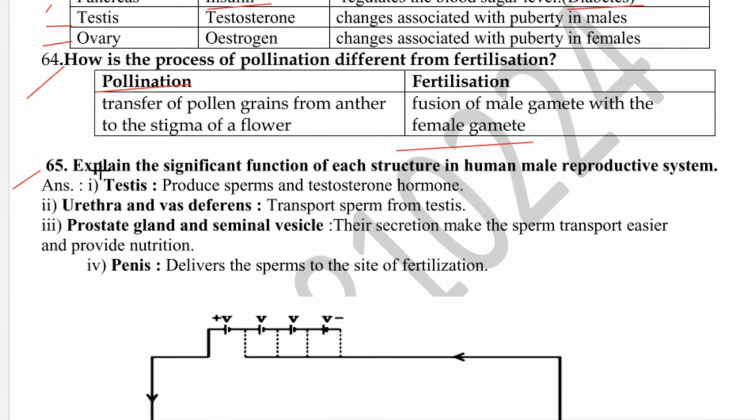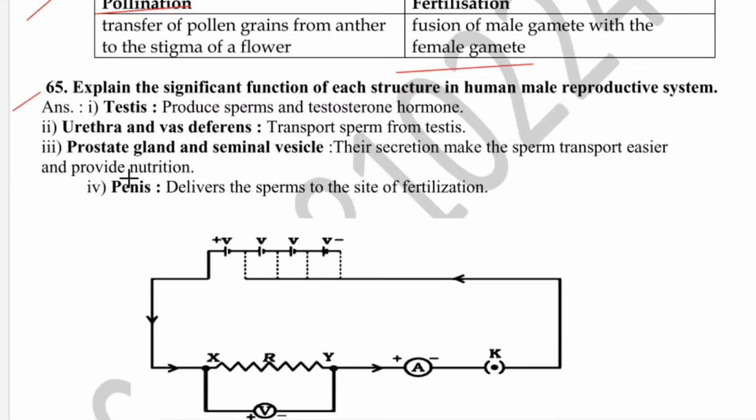Next question. Explain the significant function of each structure in the human male reproductive system. First one, testes, produce sperms and testosterone hormone. Next one, urethra and vas deferens, transport sperm from testes.